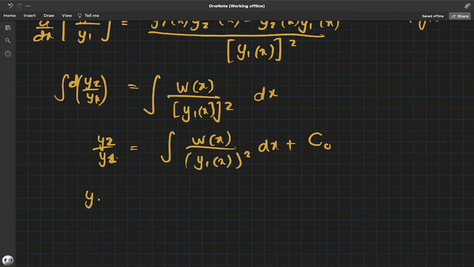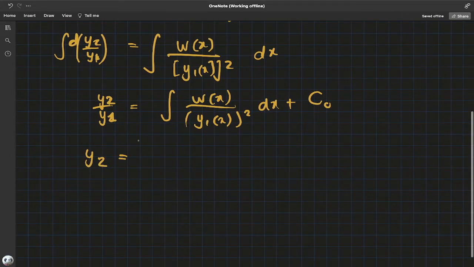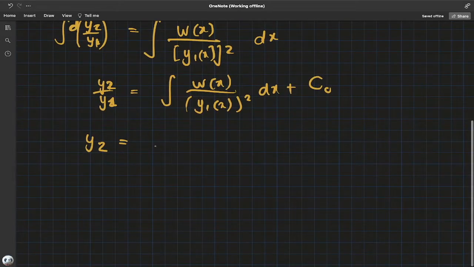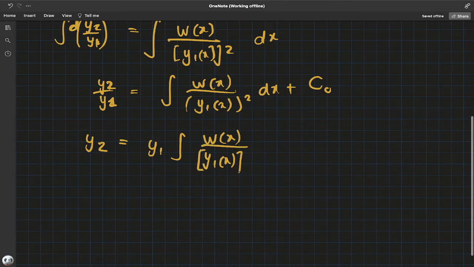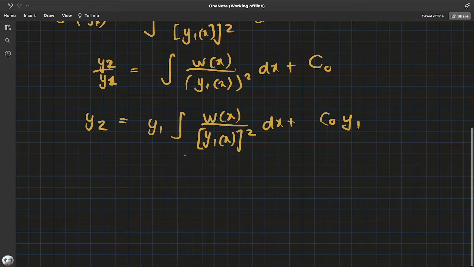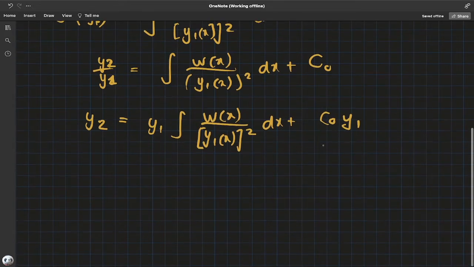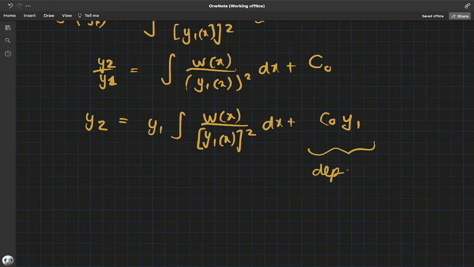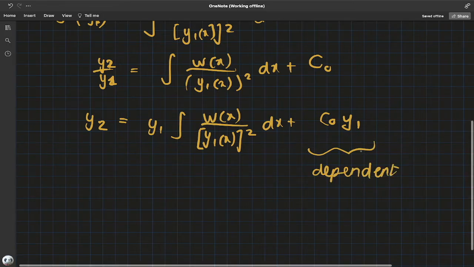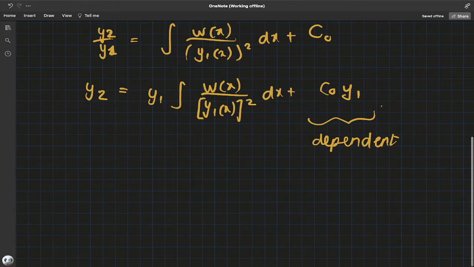So if we multiply both sides by y1, because we know y1, we get y1 times this integrated quantity plus c0 times y1. So y2 is this quantity plus some constant times y1. But this part is the linearly dependent part, because we are expressing it as a scalar multiple of y1.